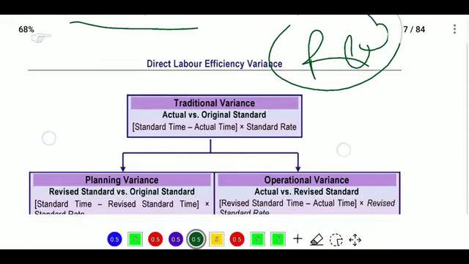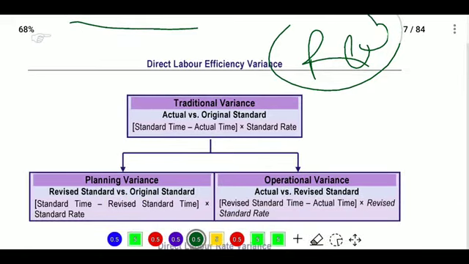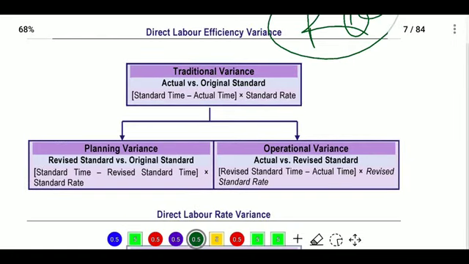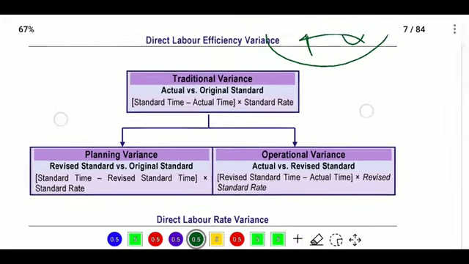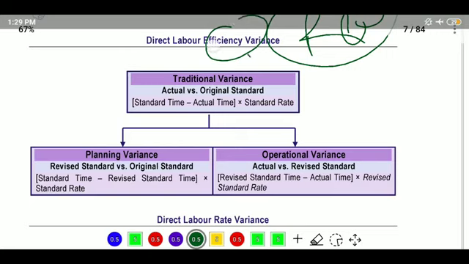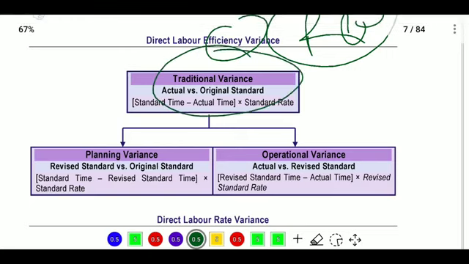Next, direct labor efficiency variance. Here we will see labor efficiency. In the last two problems we have seen material usage. Now we have seen the labor variances. These formulas will be for traditional variance. For labor efficiency variance, firstly we will see the traditional variance. Traditional variance means always actual versus original standard. So standard time minus actual time into standard rate we will take.